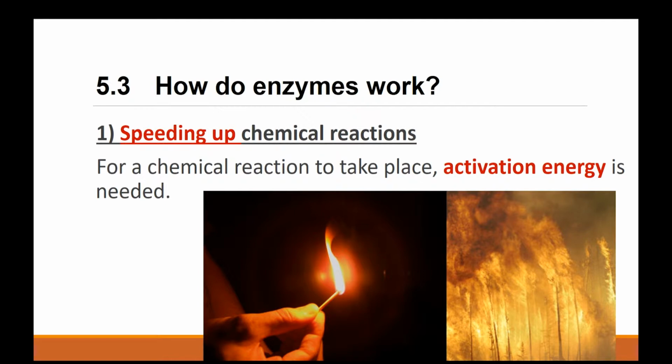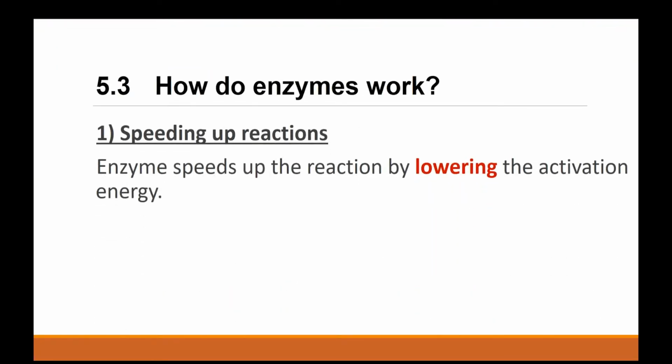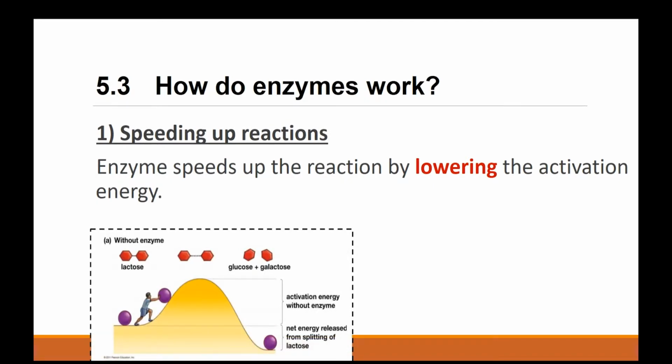Likewise, for a reaction to happen, you need something called an activation energy, a small amount of energy for the reaction to first start. Now, how do enzymes help to speed up the chemical reaction? They do so by lowering the activation energy. Imagine, as you see in your diagram, this person has to push this purple ball across this slope so that the reaction can take place. He has to overcome this height in order for the reaction to take place, and this is what we call the activation energy.